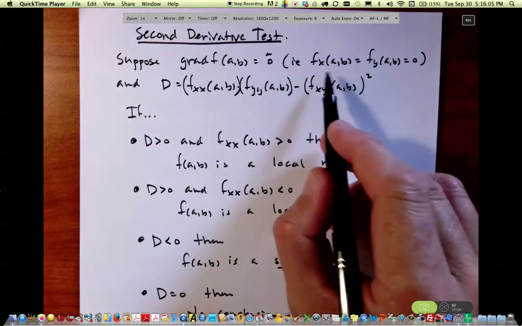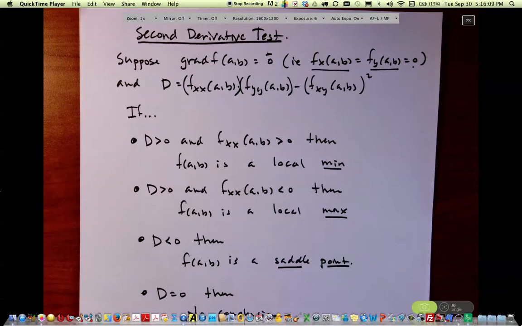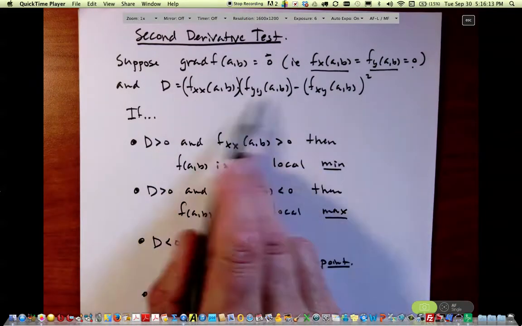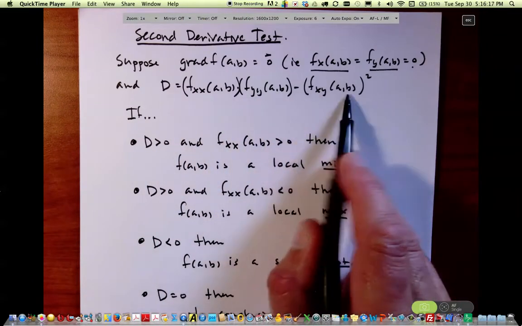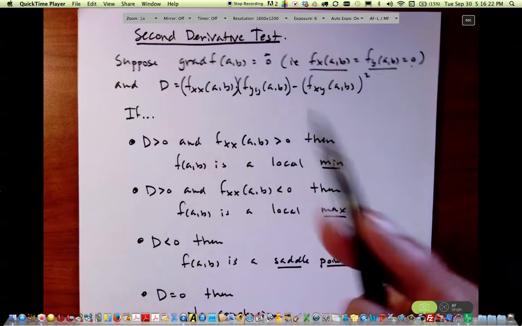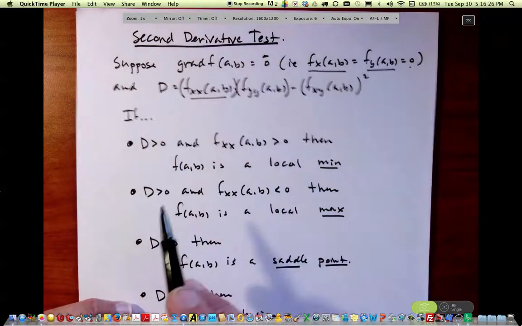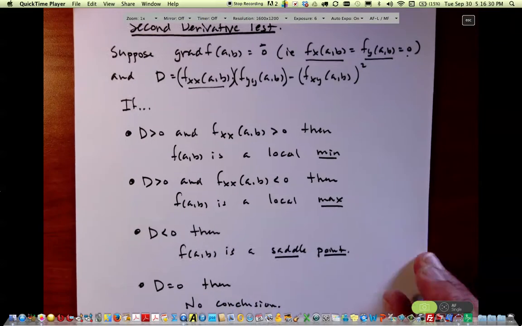And really all that means is that the partial derivatives are both equal to 0 at that point. And then we defined this thing called the discriminant, and we said the discriminant is fxx times fyy minus the mixed partial derivative squared at the point (a, b). And all we really had to do is look at what happens to fxx and what happens to this discriminant, and we could determine whether or not a point is a local max or a local min.